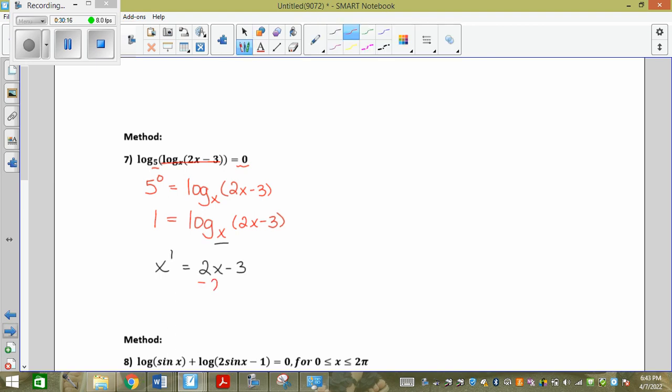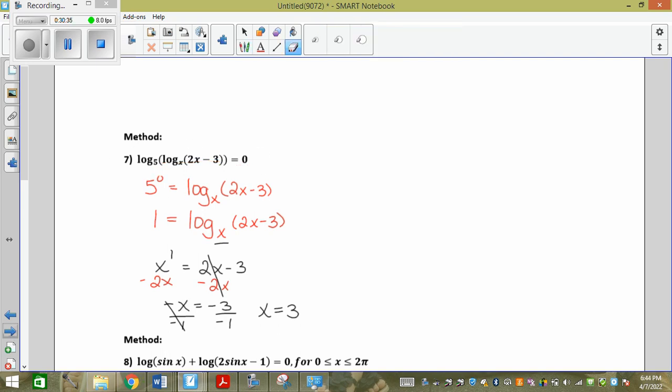And I'm going to subtract my 2x over. And I get negative x equals negative 3, divide by negative 1, x equals 3. And then remember, not only can what's beside a log not be negative, the base can't be negative. So when I plug it back into the equation up here, I plug it into that x, and it's a 3. So that's good. Then I plug it in for this x to see if I have a positive beside my log. 2 times 3 is 6, minus 3 is 3. So this works. It's the answer.